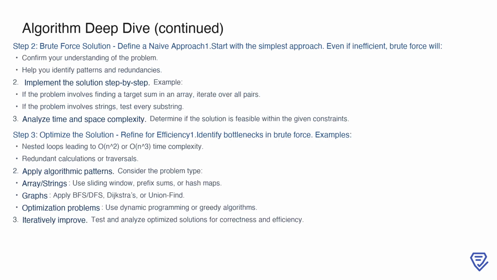Once you understand the problem, the next step is to explore a brute force solution. Start with the simplest approach, even if it's inefficient. The goal here is to confirm your understanding of the problem and potentially uncover useful patterns or redundancies. For example, if the task involves finding a target sum in an array, you could iterate over all pairs to identify potential solutions. Similarly, for string problems, you might examine every possible substring.